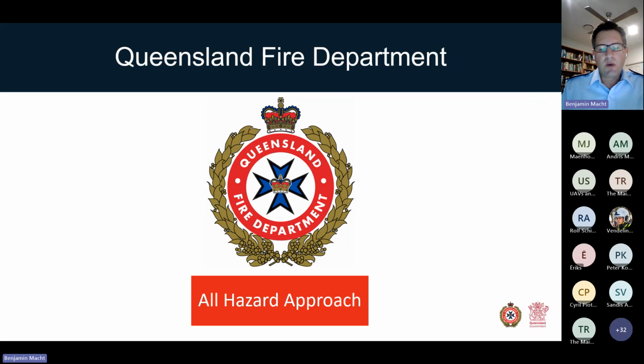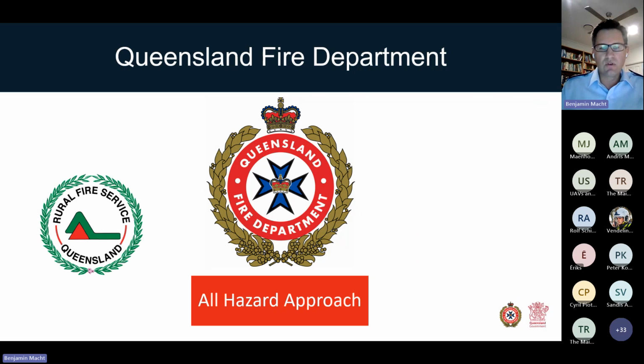The Queensland Fire Department takes an all-hazard approach. What does that mean? We have 2 services. We have the Rural Fire Service. The Rural Fire Service is mainly run by volunteers, supported by staff. We have about 30,000 volunteers all over Queensland that volunteer their time to fight bushfires.